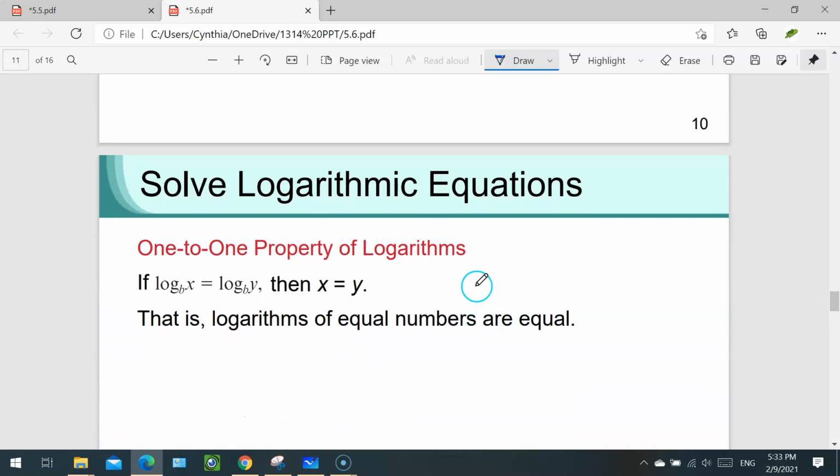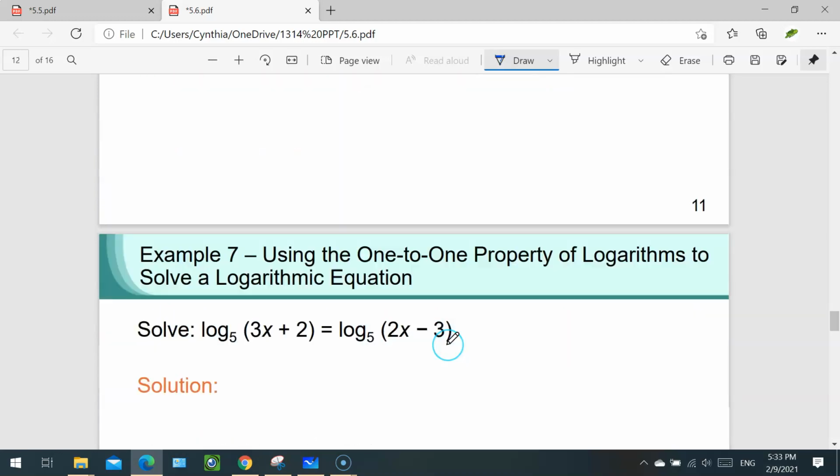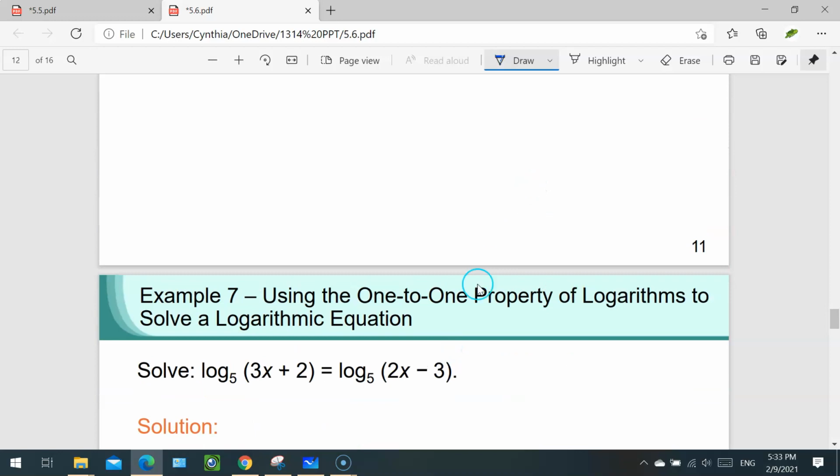Solve the logarithmic equation. One-to-one property of the logarithm. If log base b of x is equal to log base b of y, then we can let x equal y. So we try this one. We have the logarithm equation, log base 5 on both sides, so we can just simply cross out the log base 5. Now we solve for 3x plus 2 equals 2x minus 3. So when I bring the 2x to the right-hand side and this 2 goes to the right, it turns to x equals -5.